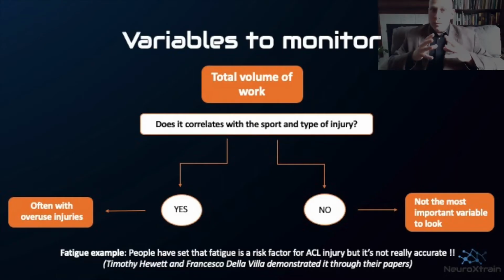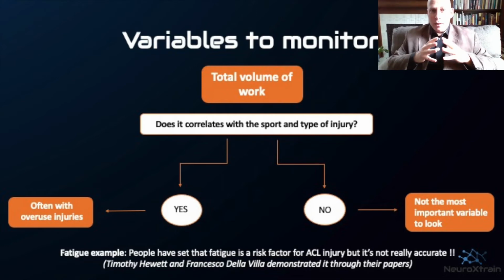Yep. And I think, putting that in, what you have to do is validate it, though. You need to look and see how it does correlate to your risk stratification. It's very dependent on the sport and what injury that you're looking at. So for example, in the ACL injury, people have said forever that fatigue is a risk factor for ACL injuries. What we've demonstrated is that's really not accurate. And Francesco Della Via just put out a paper that showed the same thing.